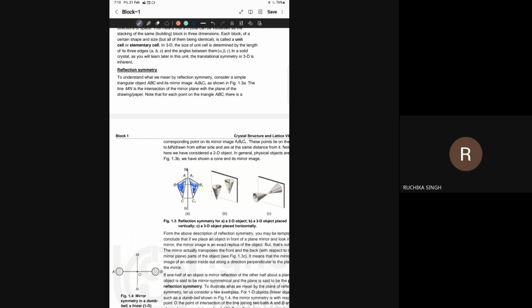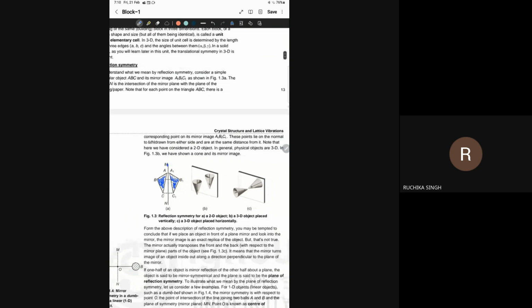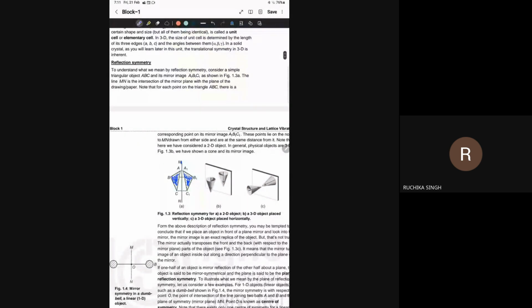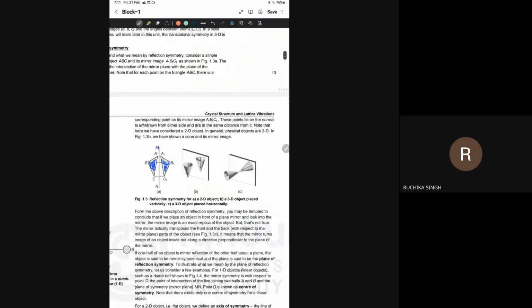So note that for each point on the triangle ABC, there is a corresponding point on its mirror image A1, B1, C1. These points lie on the normal to MN drawn. What does it mean? It means that for each point on the triangle ABC, there is a corresponding point on the mirror image. So if you take B, there is a corresponding point B1. If you take A, the corresponding point is A1. If you take C, the corresponding point is C1.